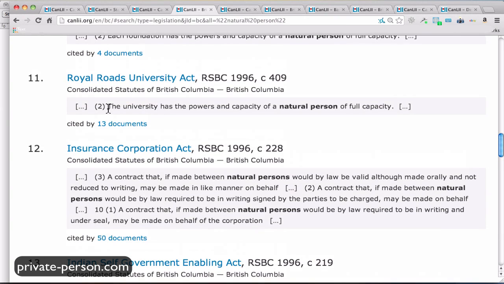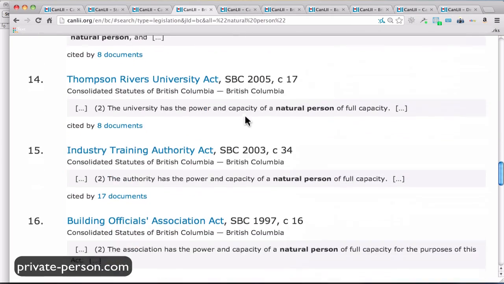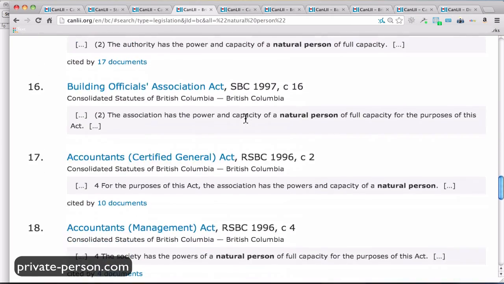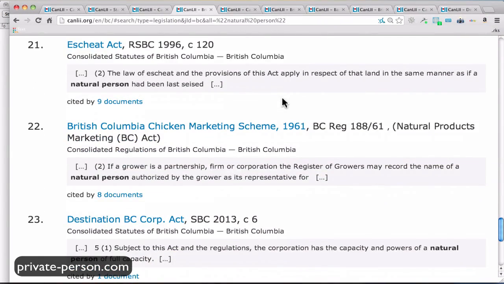Now look at this. The university was given the powers and capacity of a natural person. The previous definition was the rights, powers, and privileges of the natural person. So a slightly different way of wording it. No privileges, just powers and capacity. And the society has the powers of a natural person of full capacity. Full capacity being everything that a natural person naturally has at law, etc.